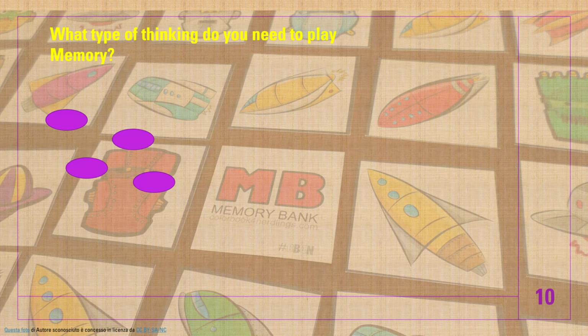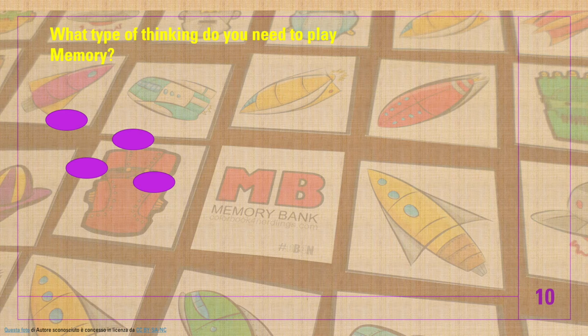Do you recognize this game? The game is called Memory, and the aim is to look at it to see where the matching cards are, and then they're turned over and you have to remember where they are. The winner, of course, is the one who gets the most correct pairs. So, what type of thinking do you need to play this game Memory? Do you need focused or diffuse thinking? Just stop the video for a minute and think about it.